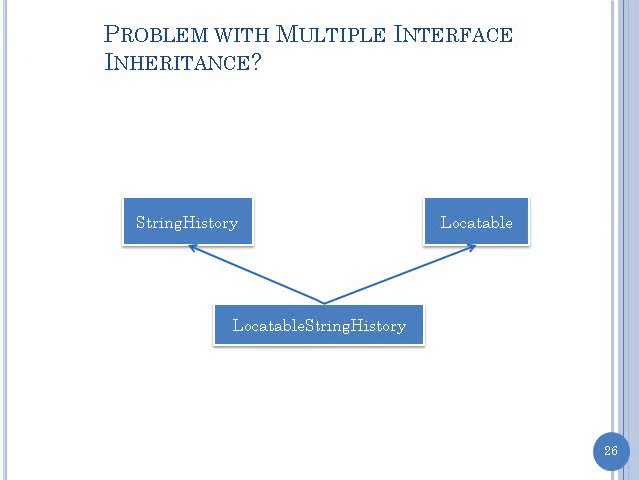Now tell me, that's among classes. Let's see among interfaces. I have string history, the interface. I have locatable, the interface. And I have locatable string history, the interface. Can anything go wrong when locatable string history extends string history and locatable?